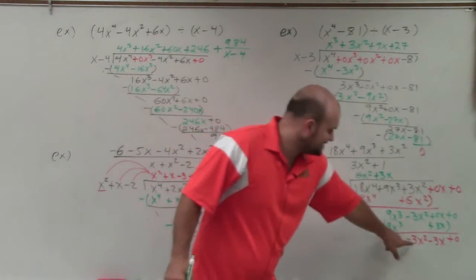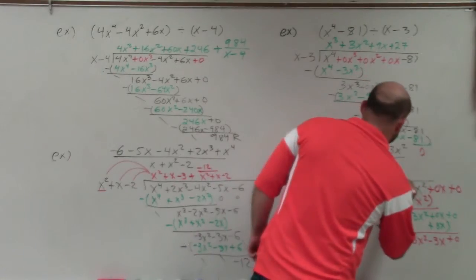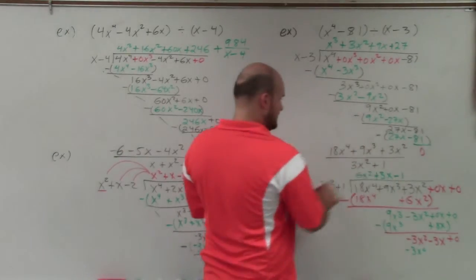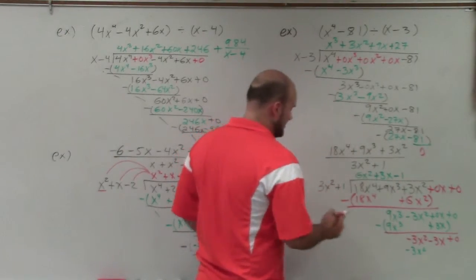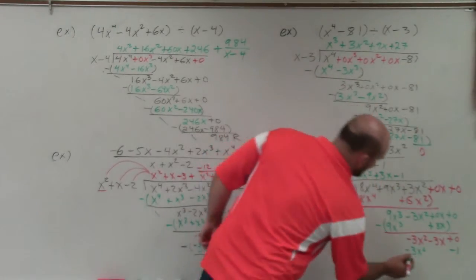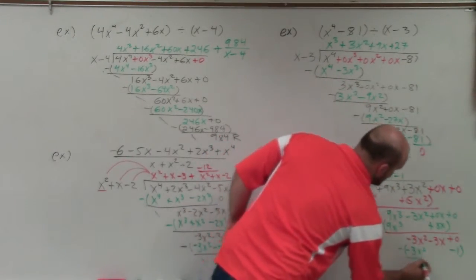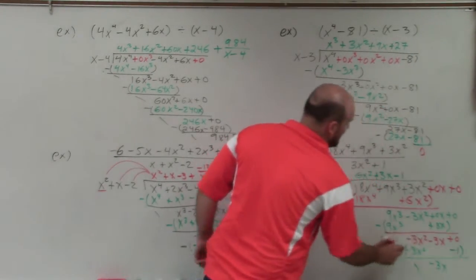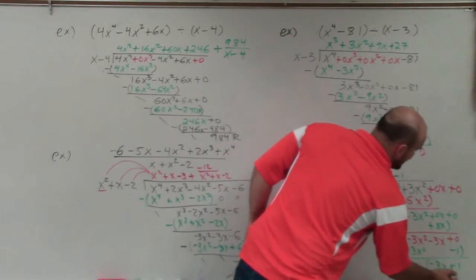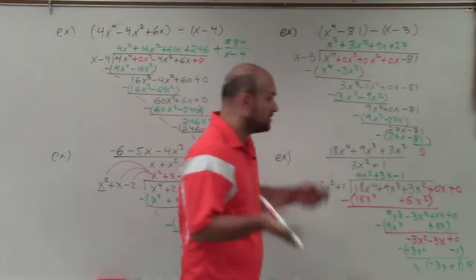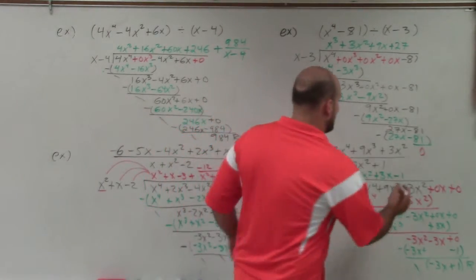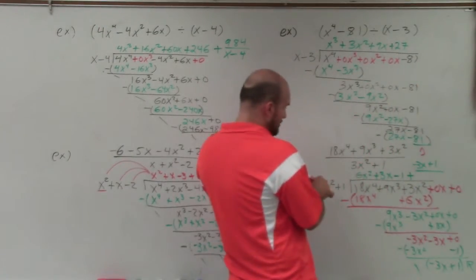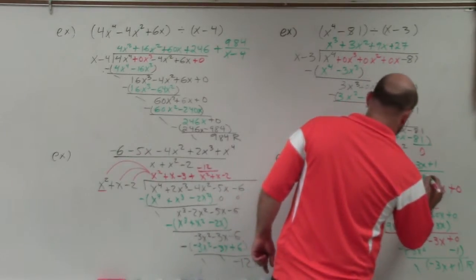3x squared divides into negative 3x squared minus 1. Negative 1 times 3x squared is a negative 3x squared. Negative 1 times 1 is going to be a negative 1. Again, put them in parentheses and then subtract. Negative 3x squared minus negative 3x squared goes to 0. I bring down my negative 3x, and then 0 minus a negative 1 is plus 1. So now I have a binomial as my remainder, which is perfectly OK. So now I'm going to take my remainder, which would be negative 3x plus 1, and I'm going to rewrite it over my divisor, which is 3x squared plus 1.